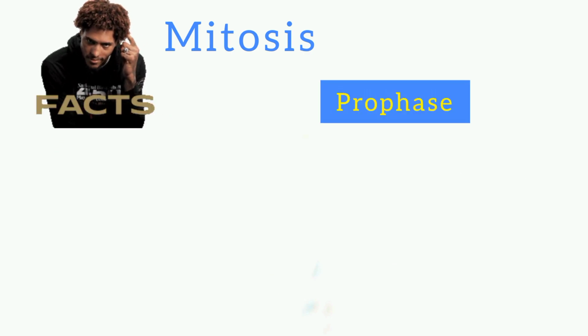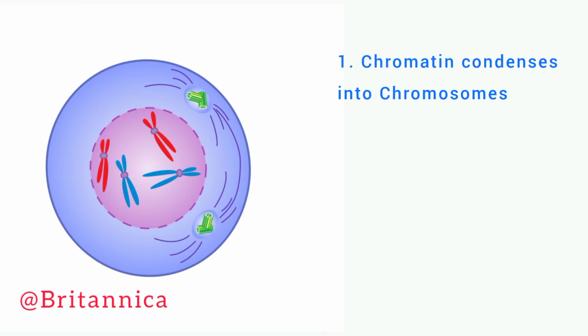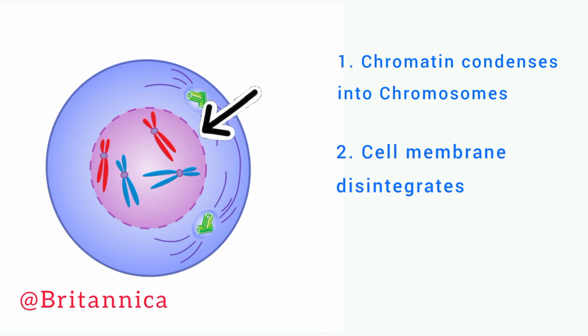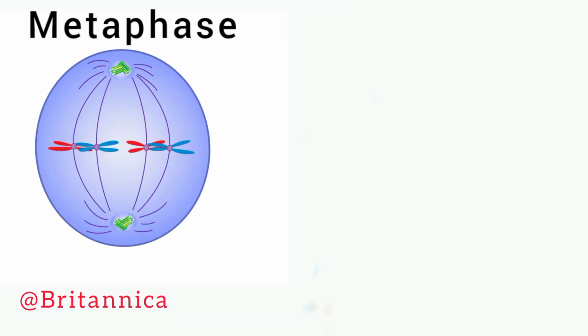In mitosis, we have the prophase, and when we say prophase, we mean that certain things happen. To know the prophase, the chromatin is going to condense into the chromosomes. The cell membrane, as you can see here, will disintegrate. That means it's going to disappear, and then the centromeres, those green structures, are going to move to opposite poles to form the spindle fibers. And so these are the three key points that happen in the prophase stage. You should keep these things in mind.